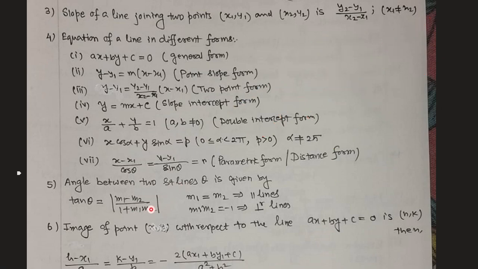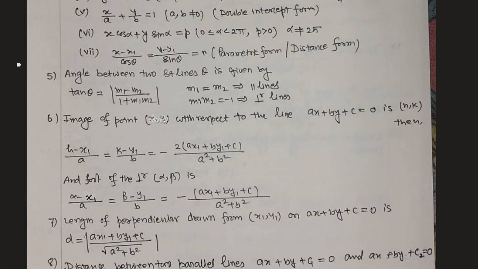Now if the lower part is 0, then theta is 90 degrees. That means it is only possible if your lines are perpendicular. If your lines are perpendicular, then we notice that the denominator of tan theta becomes 0, that becomes infinity. Okay, now next we are going to calculate the image of a point with respect to some line.